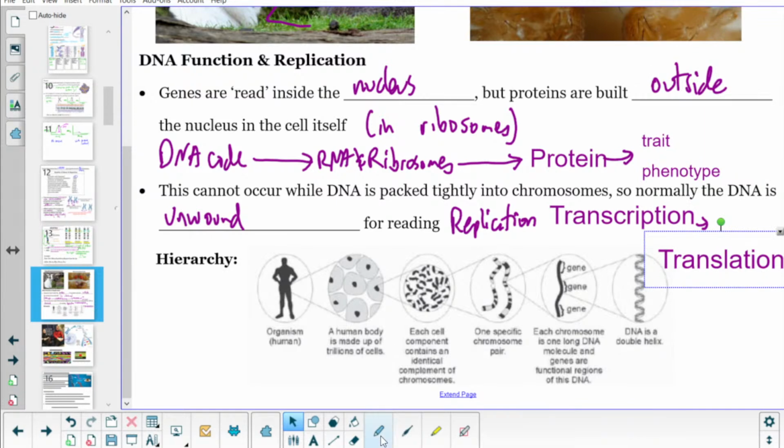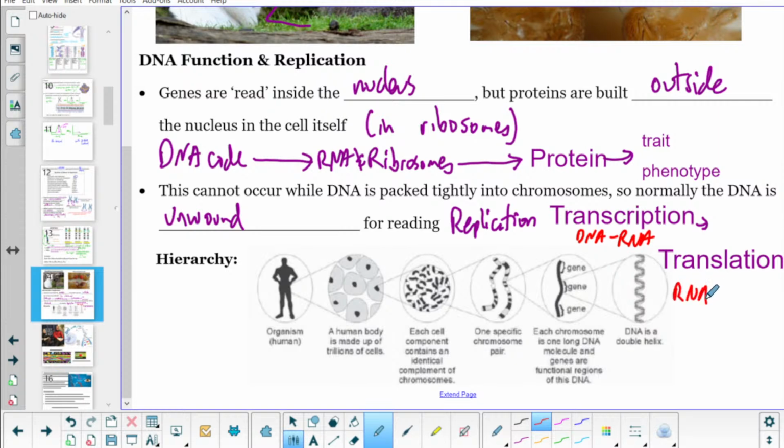Transcription is DNA to RNA, and translation is RNA to protein. So RNA is the messenger. DNA is like the giant book of rules Mr. Patel has in his office. And then all the emails that are written telling you about all the rules, that's the RNA. It's being sent out and disseminated to you.